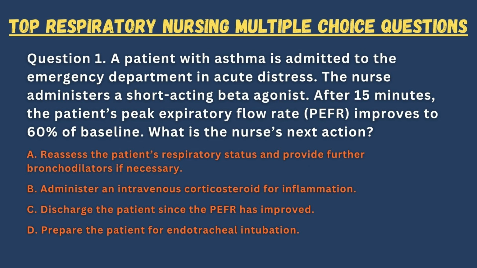Question 1. A patient with asthma is admitted to the emergency department in acute distress. The nurse administers a short-acting beta agonist. After 15 minutes, the patient's peak expiratory flow rate, PFR, improves to 60% of baseline. What is the nurse's next action?